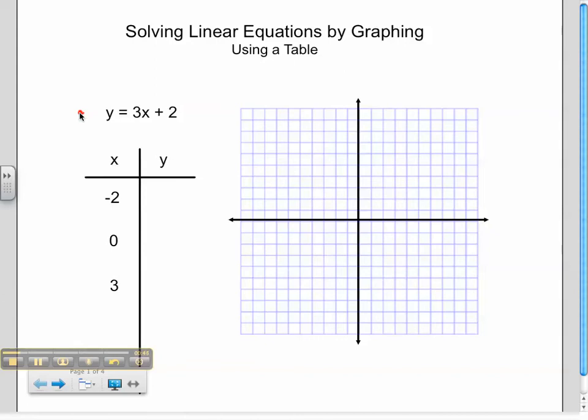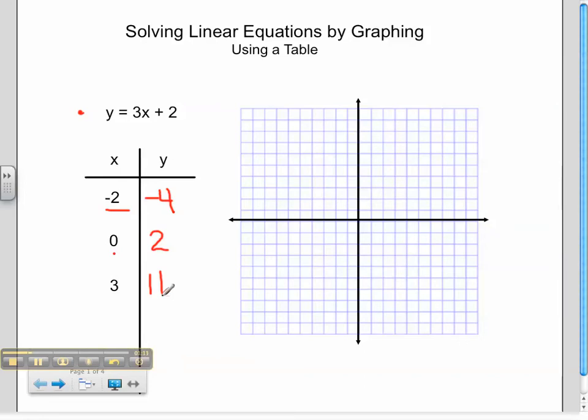When I plug in -2 for x, I get 3 times -2 is -6, plus 2 is -4, so y equals -4. When I plug in 0 for x, 3 times 0 is 0, plus 2 is 2, therefore y equals 2. And when I plug in 3, 3 times 3 is 9, 9 plus 2 is 11, and therefore y equals 11. I can now come over to my graph and graph these ordered pairs.